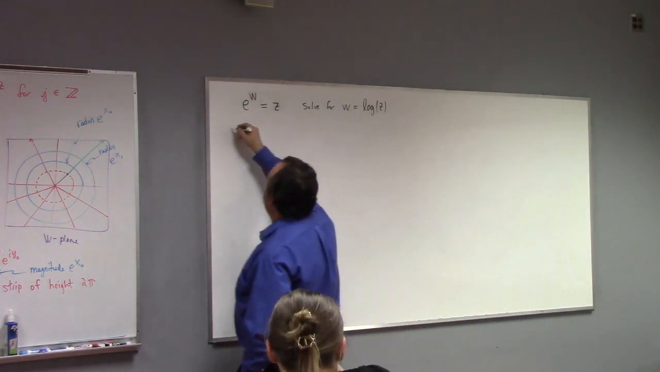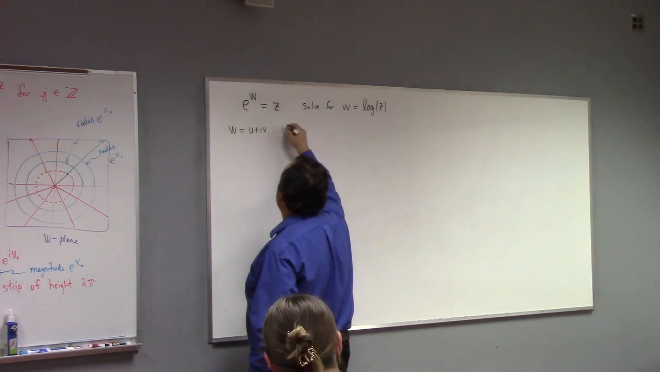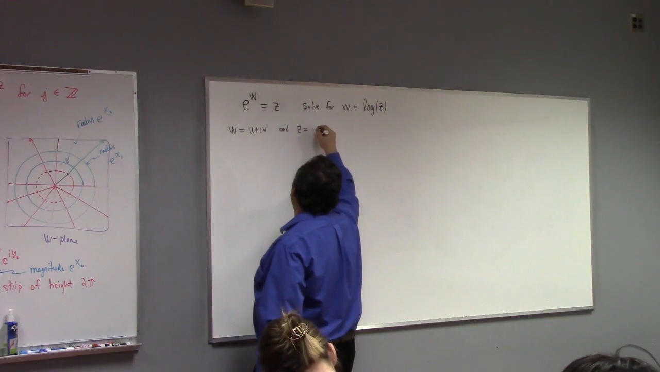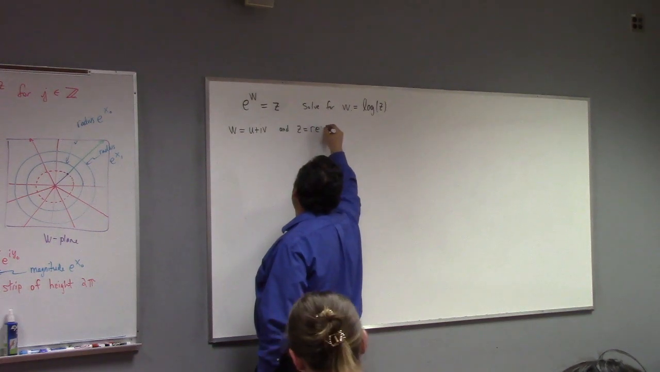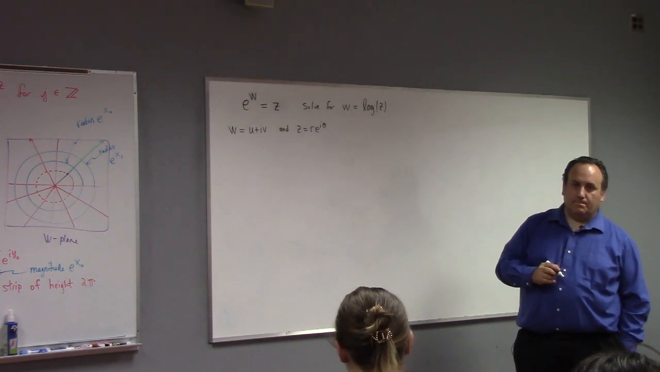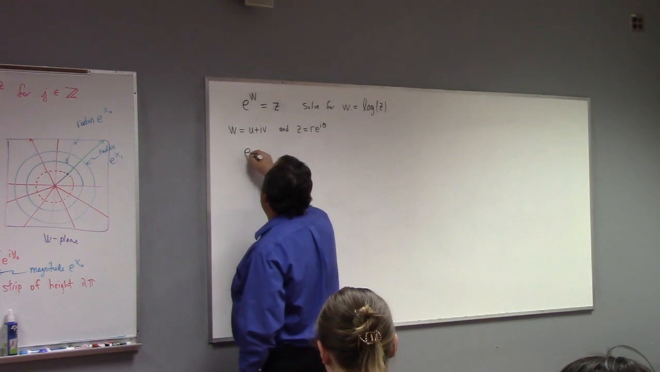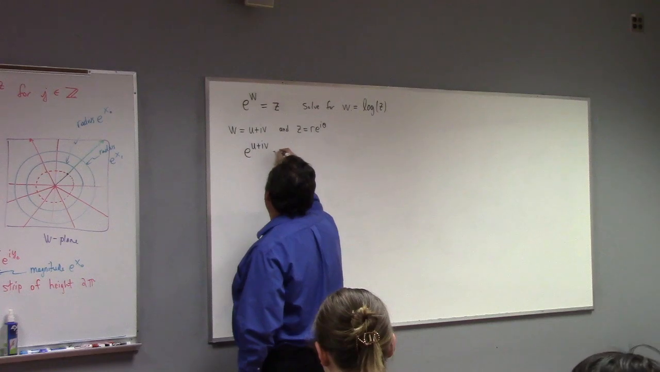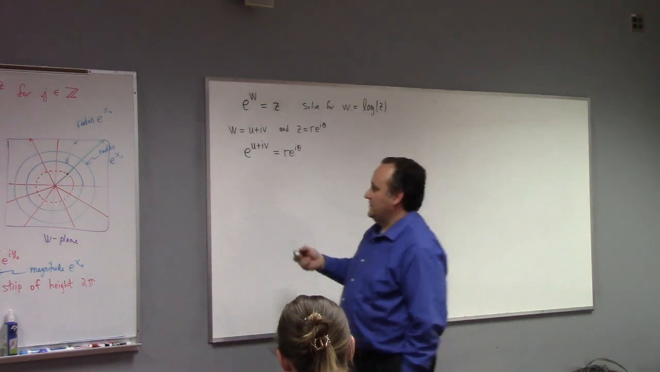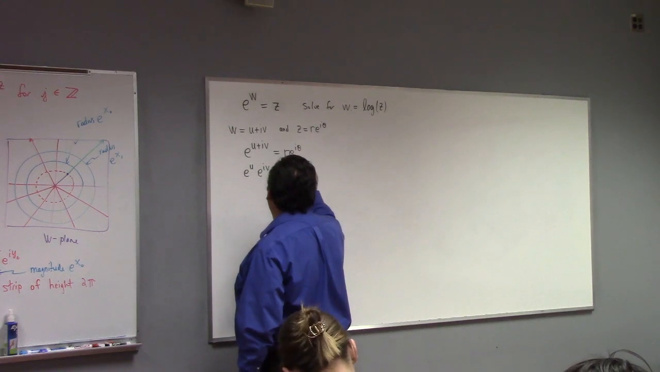So if we've got w is equal to u plus iv, right? And z is equal to, let's say, r e to the i theta, yeah? Just to put it in polar form. Can we solve this? Well, let's look at it. We've got e to the u plus iv is equal to r e to the i theta. Okay, let's use the definition. This is e to the u times e to the iv is equal to r e to the i theta.